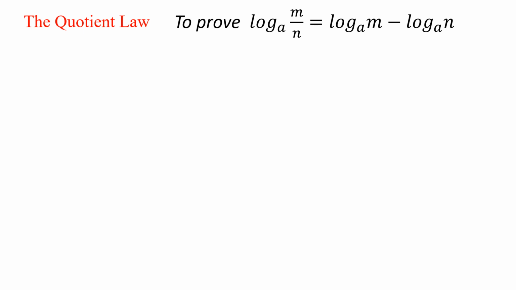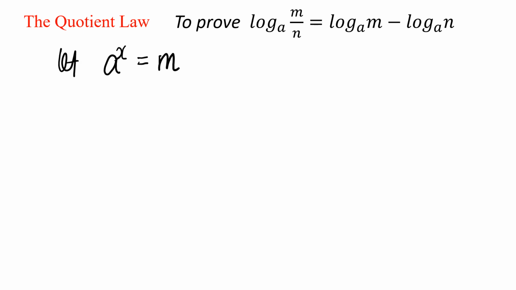All right, the next law we're going to learn is the quotient law. Remember there are 4 laws that we need to learn. We have learned the product law, and the next one is the quotient law. The product law means m times n, so the quotient law is just m over n. If you have m over n, you can simplify it into log m base a minus log n base a. We're going to prove that.